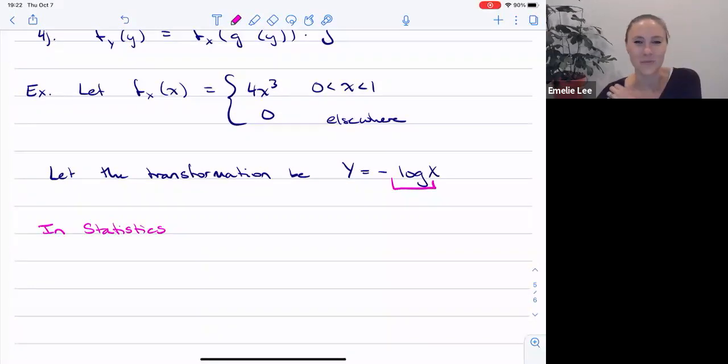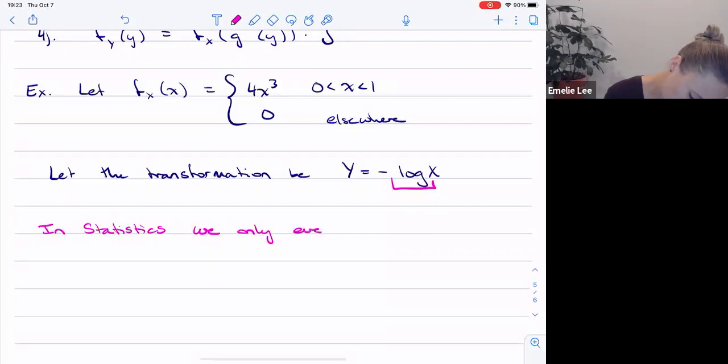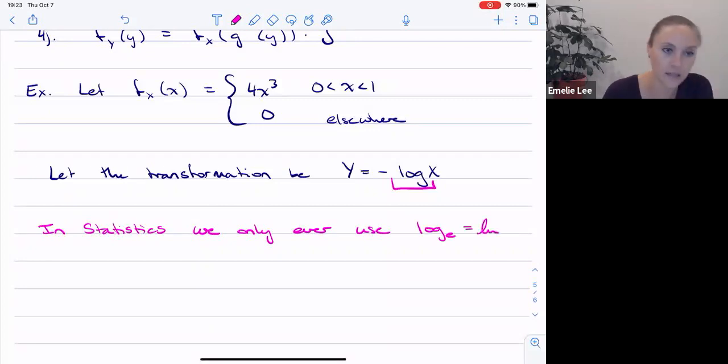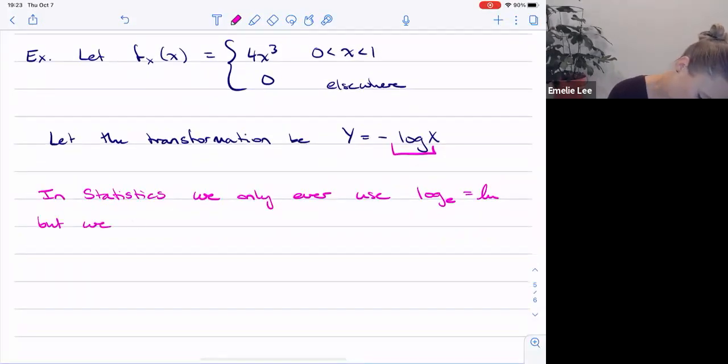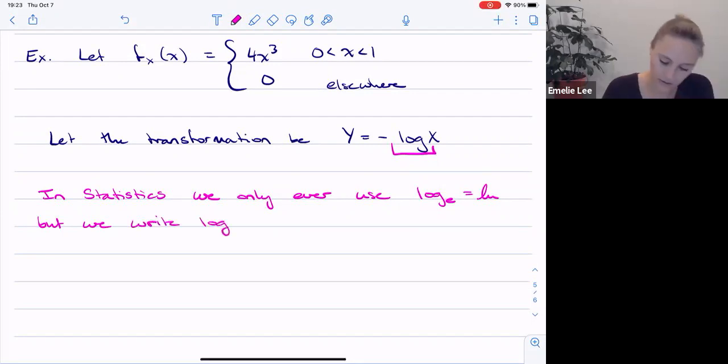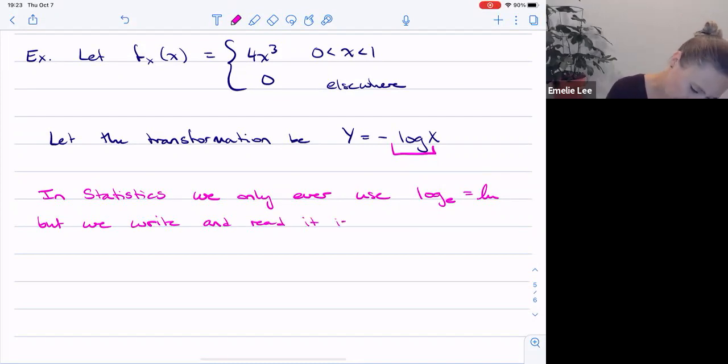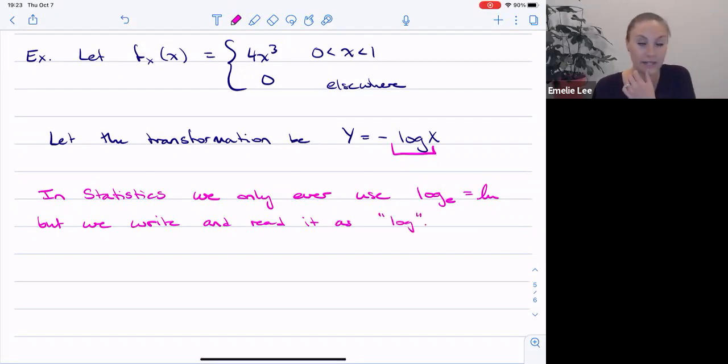So I know when I teach pre-calculus and whatever, when I introduce logs, they get so upset with me because I'll slip up and read the ln as log, and kind of vice versa. So I call them both logs. But in statistics, we only ever use log base e, or ln, but we write log. Or maybe we write and read it as log. Right, so for clarity then, here, this log is actually referring to the natural log.